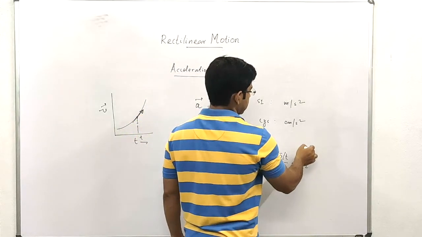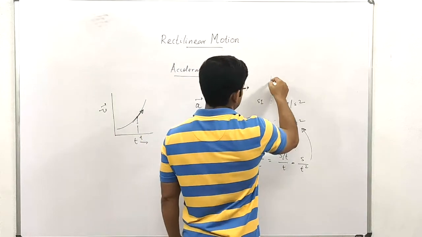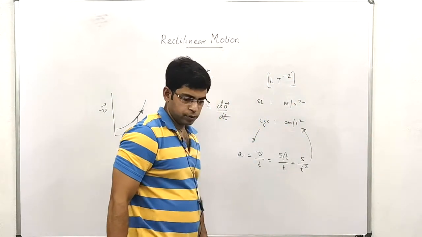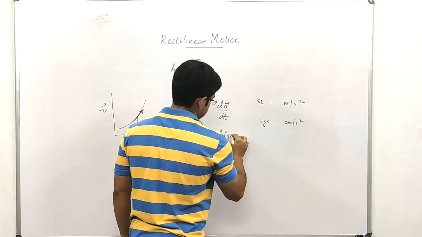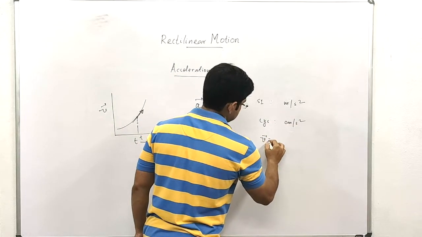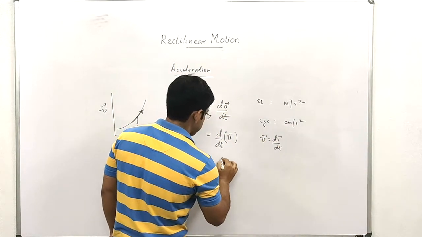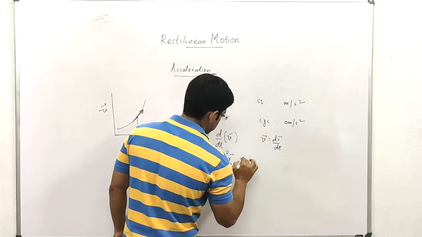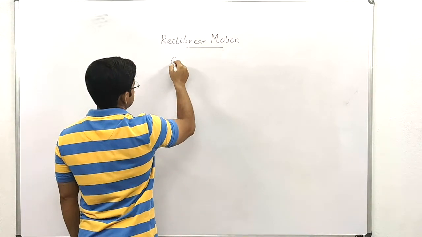So according to this formula we get these units, and the dimension is L t minus 2. dv dt is basically d dt of v, and again v is dr dt. That means here we have d2r dt2. Now let us derive the equations of straight line motion.